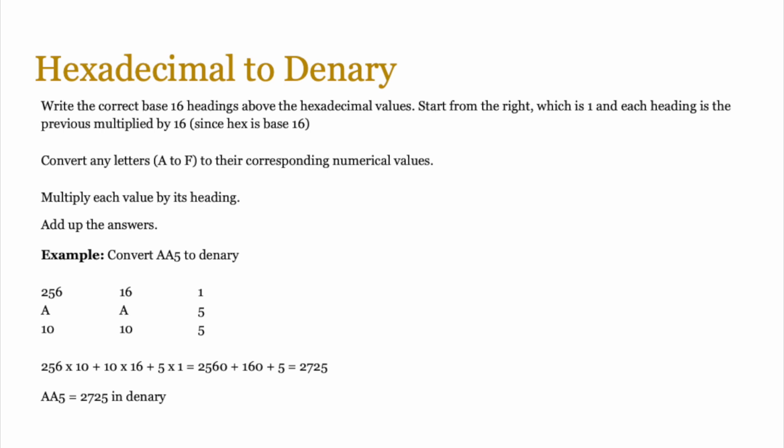Now 10 multiplied by 256 plus 10 multiplied by 16 plus 5 multiplied by 1, which gives you 2560 plus 160 plus 5, which then gives you a total of 2725. And 2725 is the denary equivalent of AA5. Of course, there's an alternate way here as well. You can convert AA5 into binary first and then use the binary headings to convert it back into denary. That's possible, but I find this method a lot more simpler. However, you can use any method that gets you to the answer.